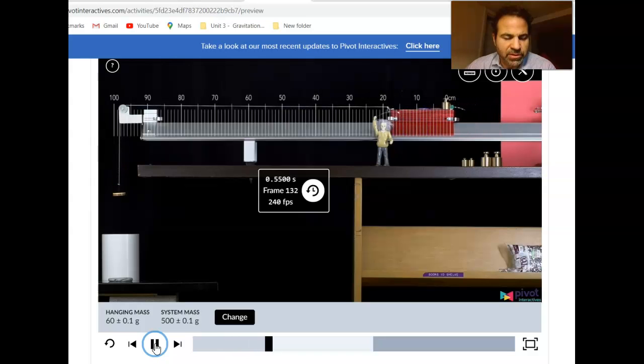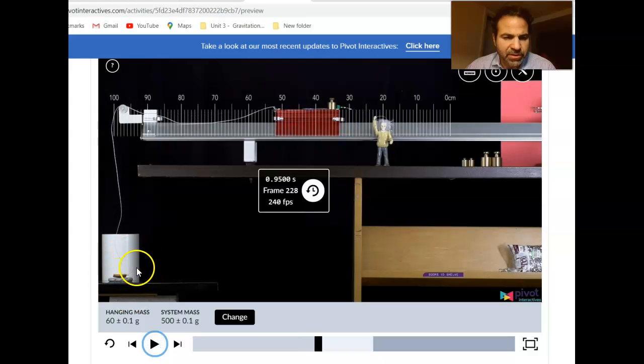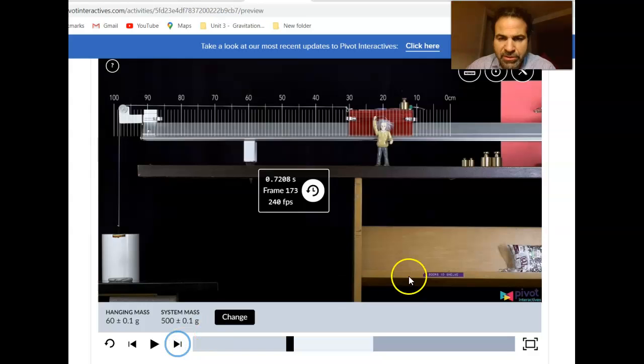So I'm going to press play. I'm going to go a little bit further and show you it would be bad if I went all the way to here, because the mass has already hit the ground. That's a different scenario. There's no longer a system that's just being accelerated by the force of gravity on the hanging mass. So let's go back. I'm about 39 centimeters or so. I'm just going to try to go 30 centimeters each time, so I'm going to go frame by frame or drag till I'm at about 30 centimeters. It looks like it took 0.7208 seconds to travel 30 centimeters.